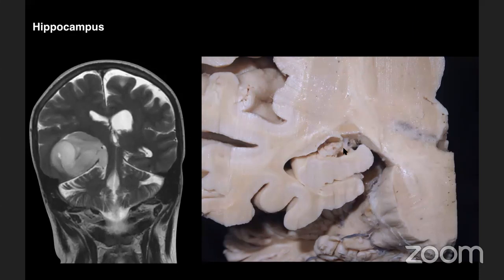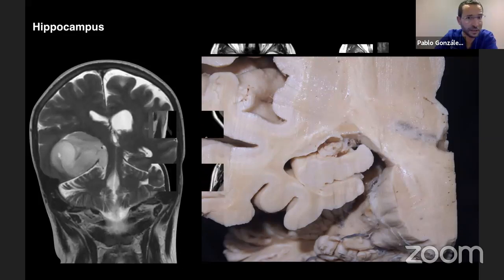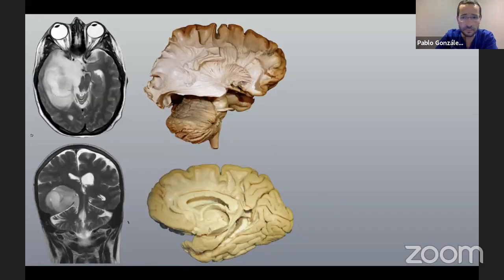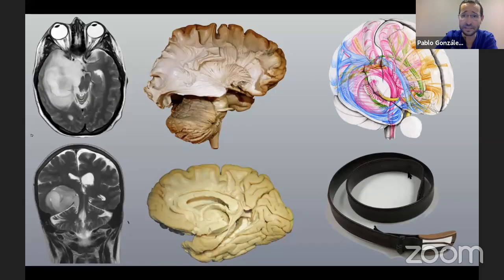Okay, I keep going. So more slides to see the same lesion. So you can see the midbrain is pushed, not invaded. This is the uncus of the temporal lobe. So this is how the limbic system is arranged.